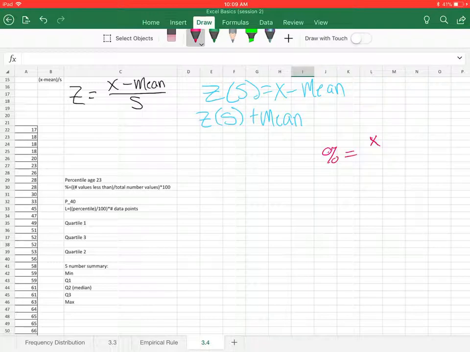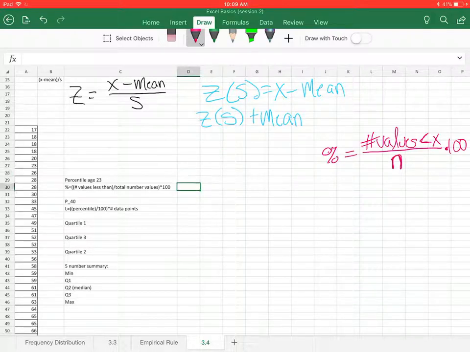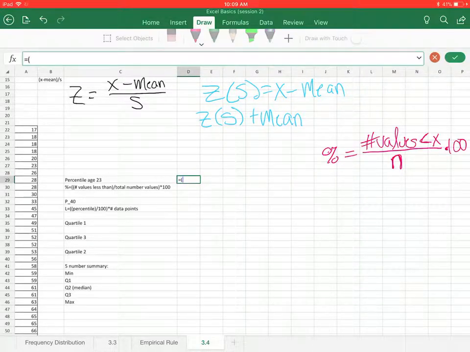So we'll label it just number of values that are less than x. And we're going to divide that by the total number of values there are, which will be n, and we're going to multiply it by 100. So to be able to do that, we're just going to type it in. So the number of values less than x, so this is just saying the percentile of age 23.